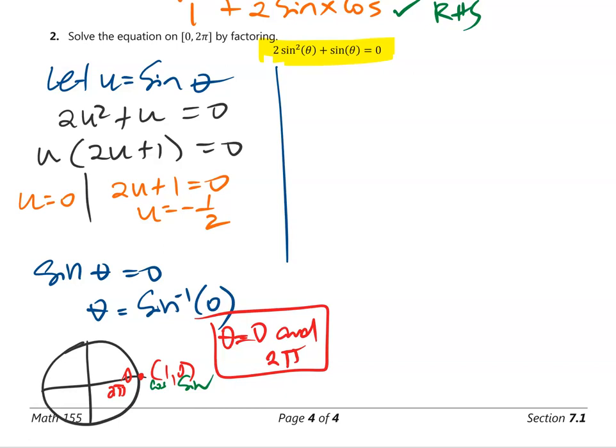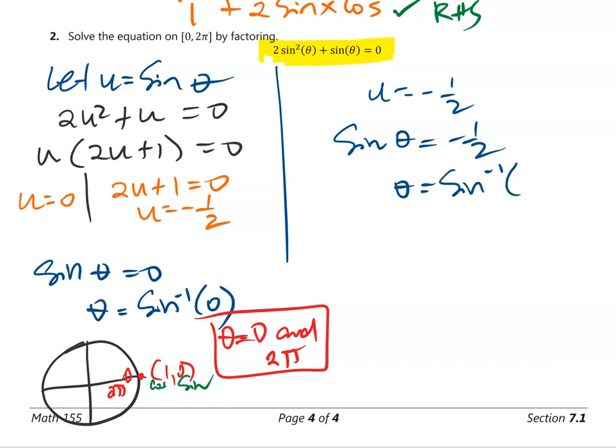The other one is when u is equal to negative 1/2. So sine theta is equal to negative 1/2. Theta is inverse sine of negative 1/2. And that is going to be equal to 7 pi over 6 and 11 pi over 6.